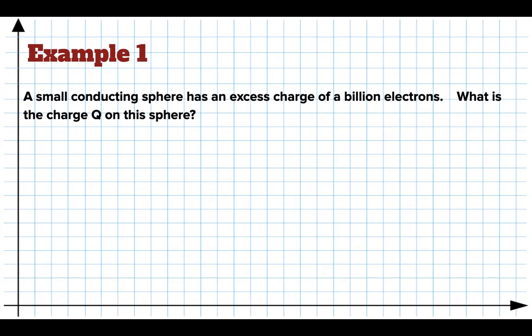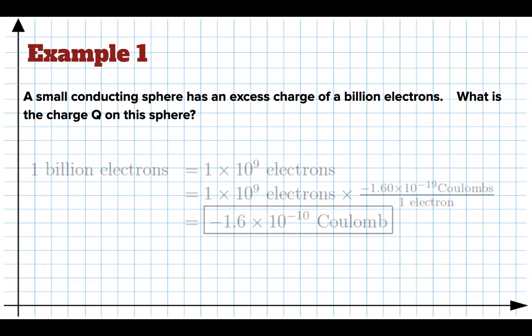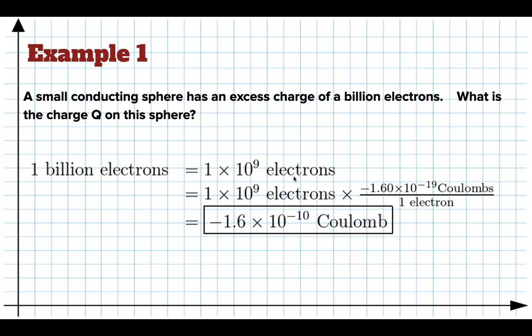Okay, so let's do a quick little example here. Suppose I have a small little conducting sphere and it has 1 billion extra electrons on it. So however many protons there are, 1 billion more electrons. And I want to know, what is the charge Q on this sphere? So 1 billion is just 10 to the ninth. So I have 1 times 10 to the ninth electrons.